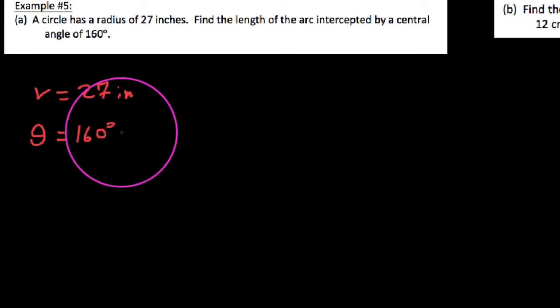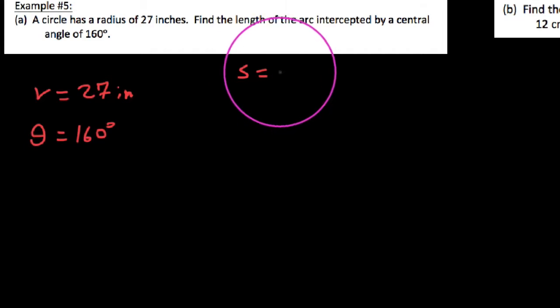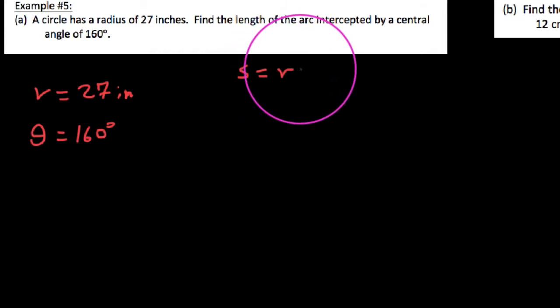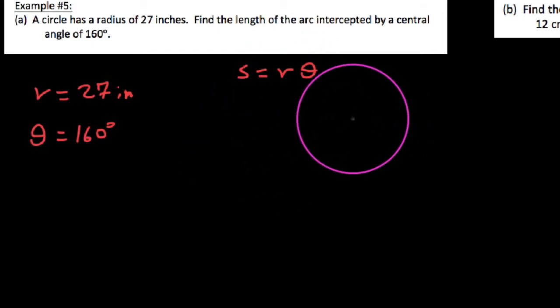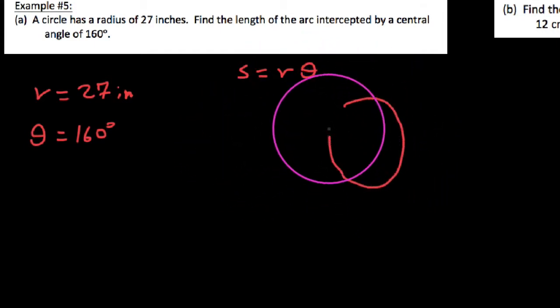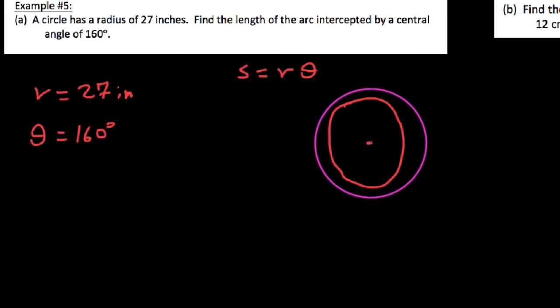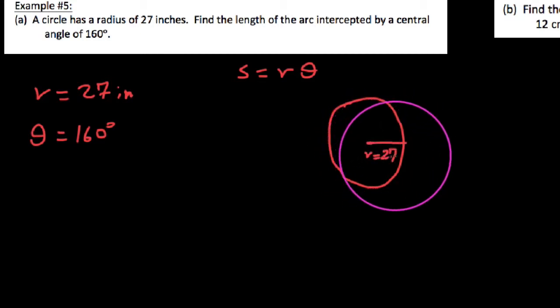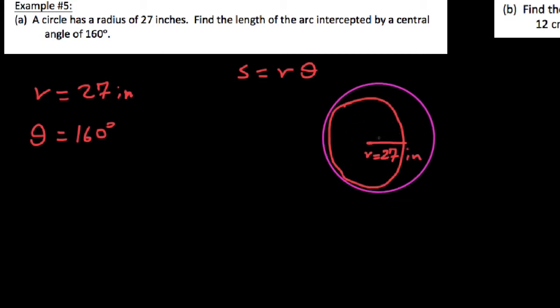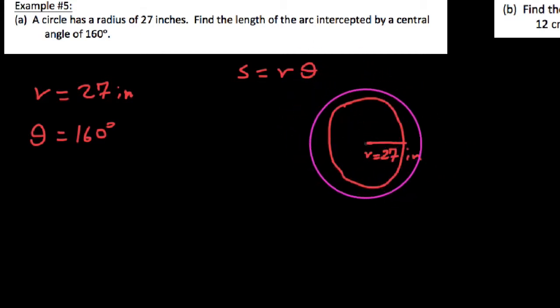So now again, we could go ahead and solve for the arc length by just taking the length of one radius times the angle here, but the angle has to be in radians, okay? So to sketch out this situation, we have this radius length here. We say the radius in this case is 27 and it's in inches. I'll write my inches out here. And we say that we have a 160 degree angle.